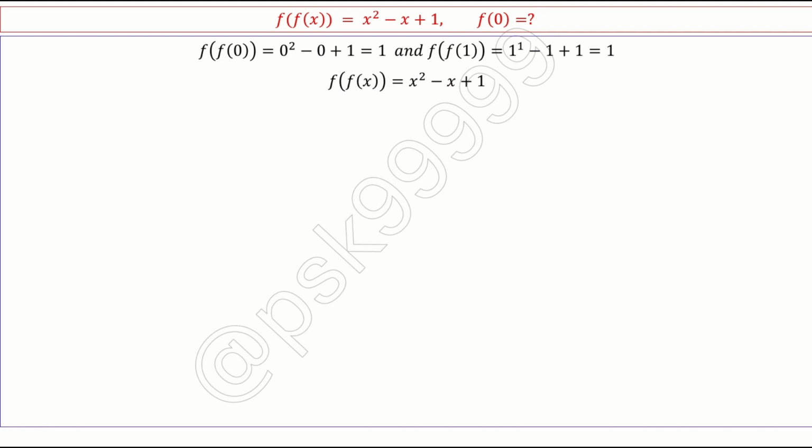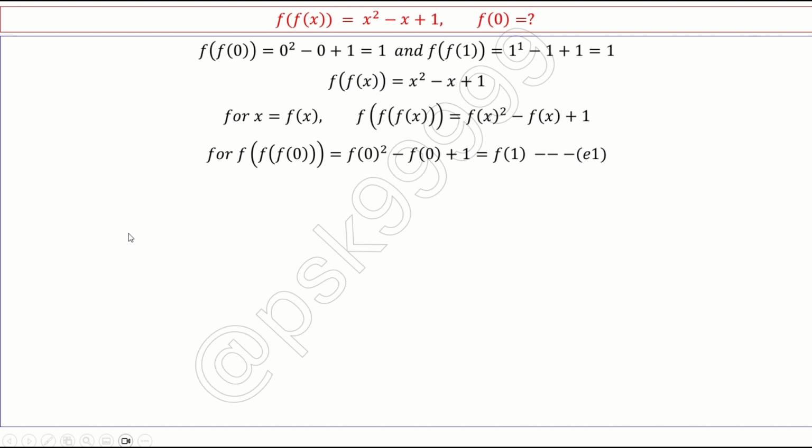So I am substituting x equal to f of x. In the place of x, I am substituting f of x. So here also we get f of x square minus f of x plus 1. Now why am I taking this? Because I have the f of 0 value, I will simply replace and get my multiple equations here.